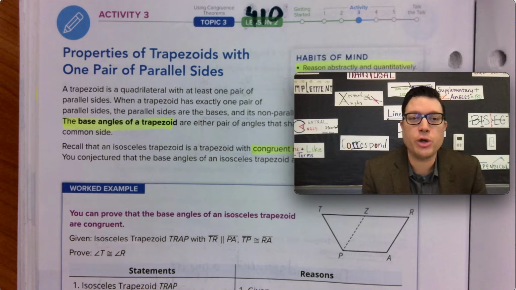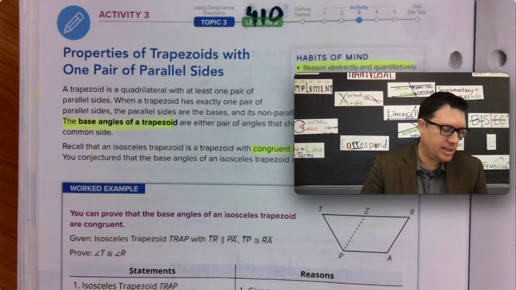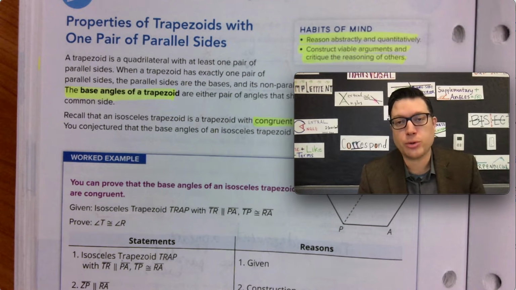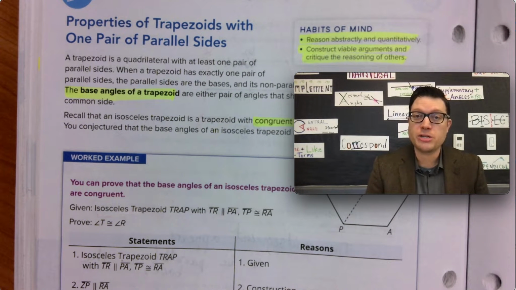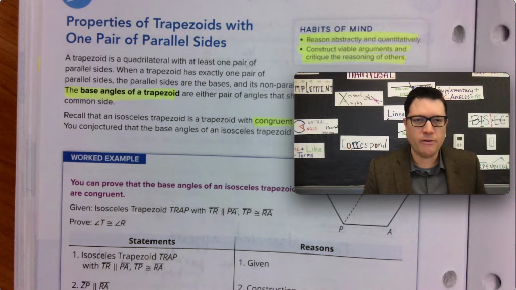Today, this video is about properties of trapezoids, where they have one pair of parallel sides. Reminder, we're going to reason abstractly and quantitatively. We're going to construct viable arguments, and in this video, we're going to really critique the reasoning of others.